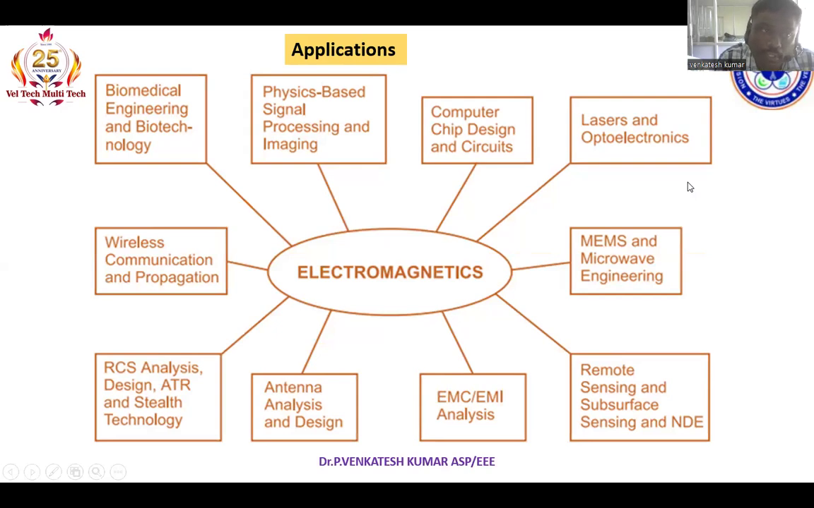Apart from that, the biomedical engineering field, signal processing and imaging, computer chip design for making memory and MEMS, the wireless communications field, designing of antennas, electromagnetic interference, and stealth technology. Also in designing MRI scanners and X-ray machines in biomedical. These are the places where we deal with electromagnetic subjects.